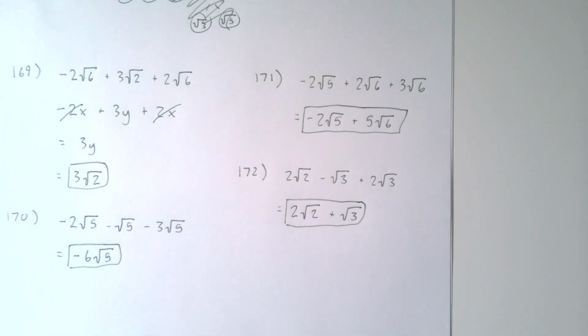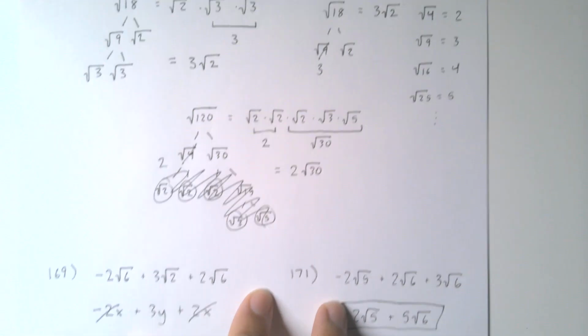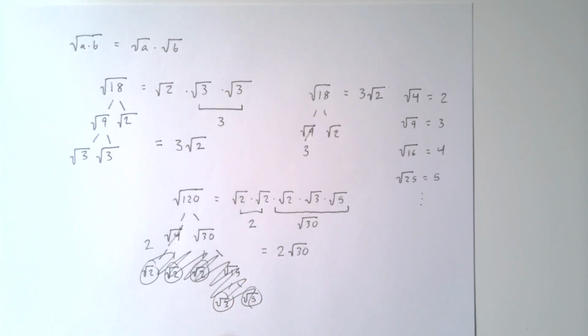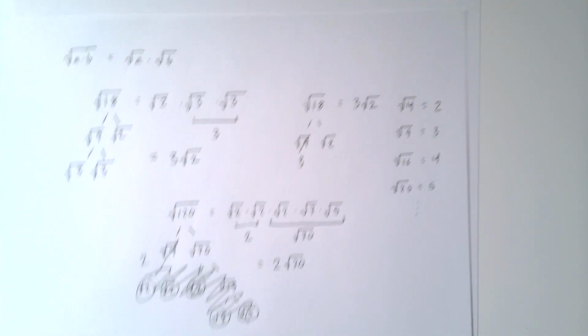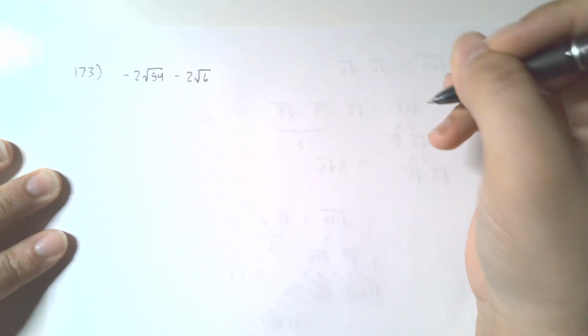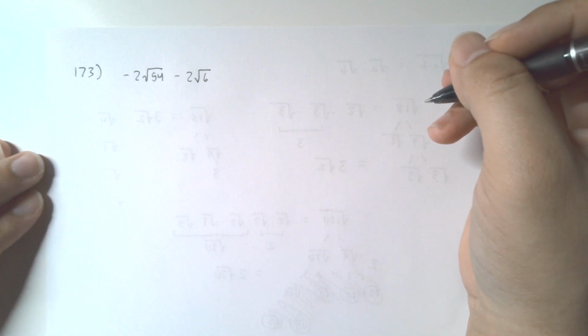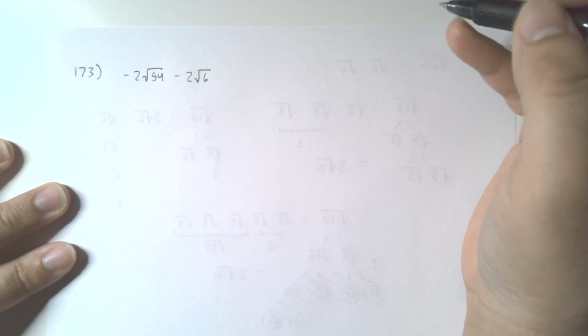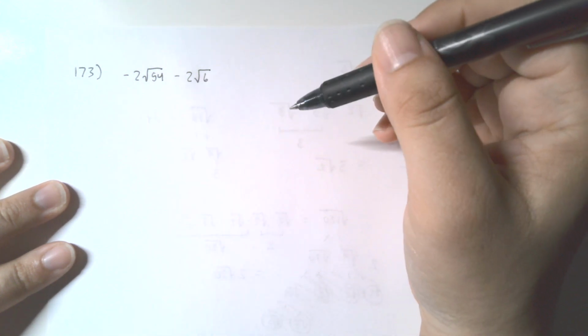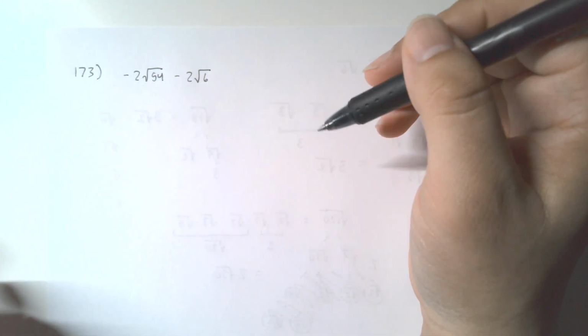So now we get into the harder problems where we actually have to take advantage of simplifying our square roots like we did up here before we got started with our first problems. So what if we have something like this with number 173, and we have negative 2 square root of 54 minus 2 square root of 6. Well, at first glance, we would say, well, this doesn't simplify any further because we have a square root of 54 and a square root of 6. So we're done, right? Actually not.